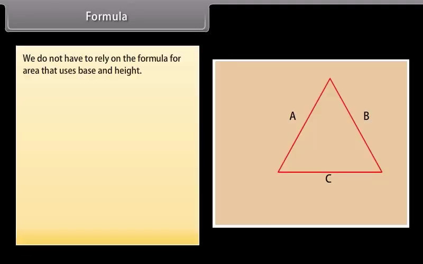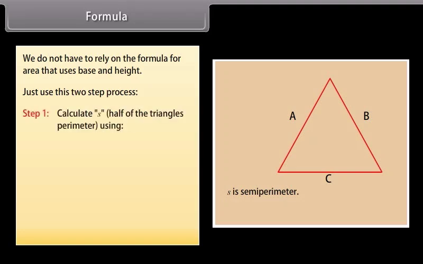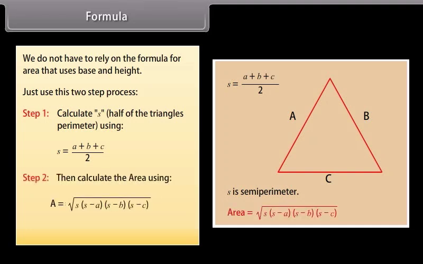Formula. We do not have to rely on the formula for area that uses base and height. The figure illustrates the general formula where S represents the semiperimeter of the triangle. We just have to use a two-step process. Step 1. Calculate S, half of the triangle's perimeter, using S is equal to (a plus b plus c) whole upon 2. And step 2. Then calculate the area using A is equal to square root of S into (S minus a) into (S minus b) into (S minus c), where a, b and c are the sides of the triangle.